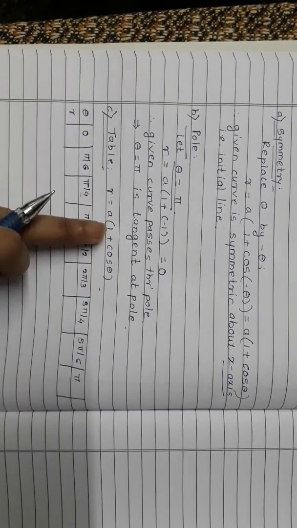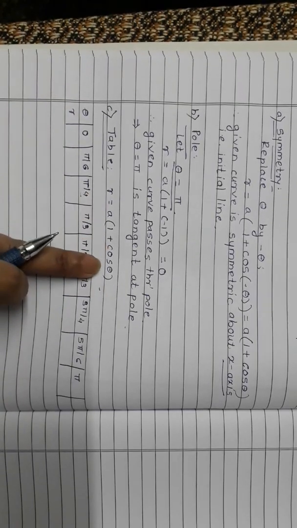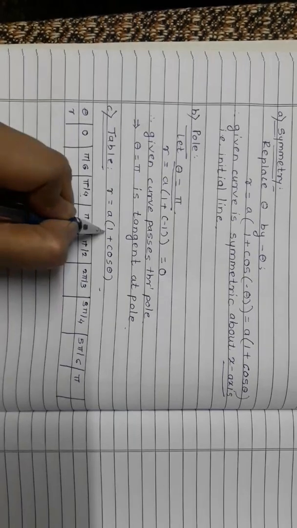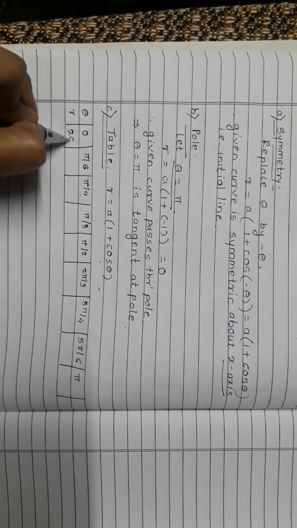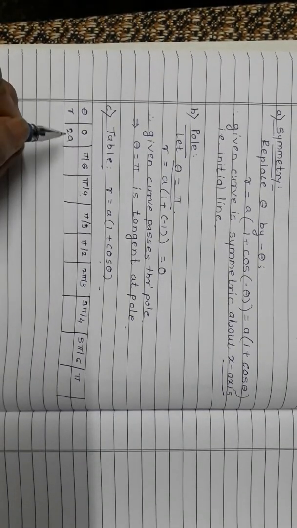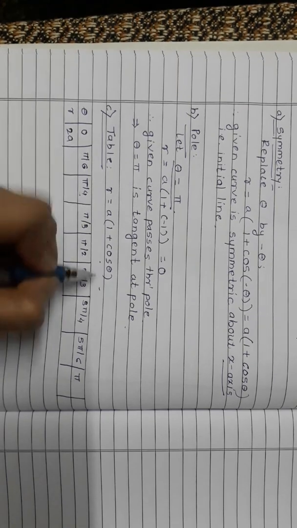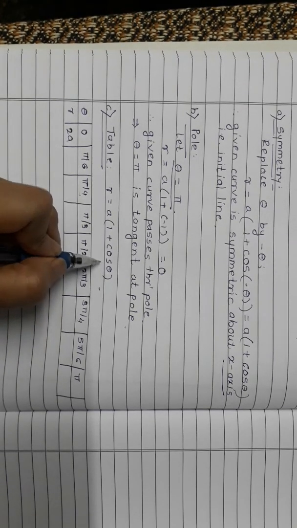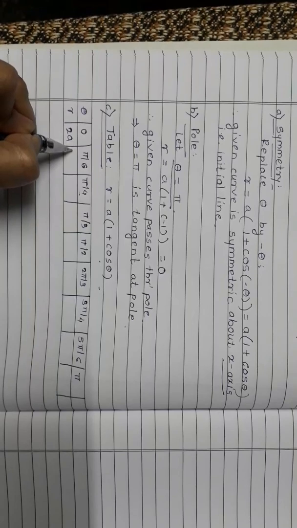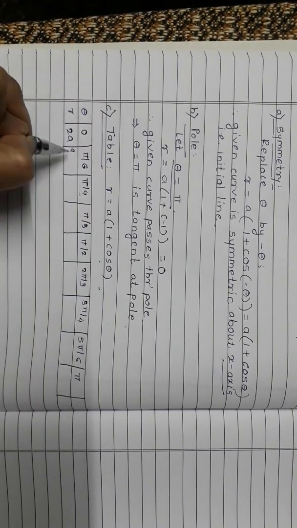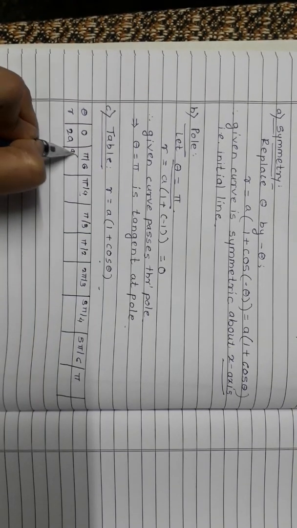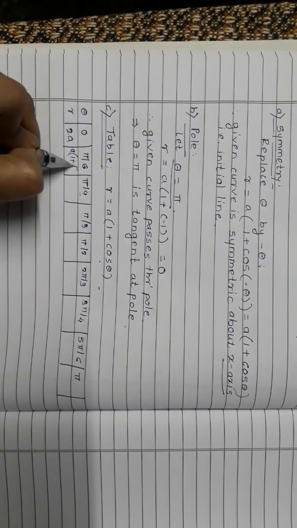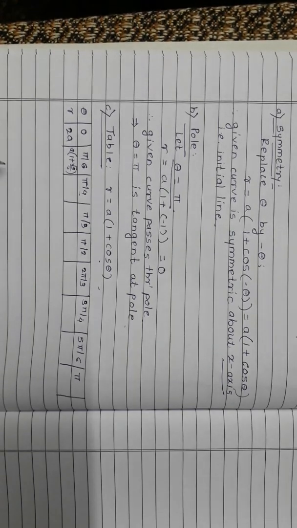Okay, when you substitute theta is equal to 0, cos 0 is 1, so this becomes 1 plus 1 is 2, so this is 2a. When you substitute pi by 6 there, cos is root 3 by 2, so this becomes a into 1 plus root 3 by 2, right?